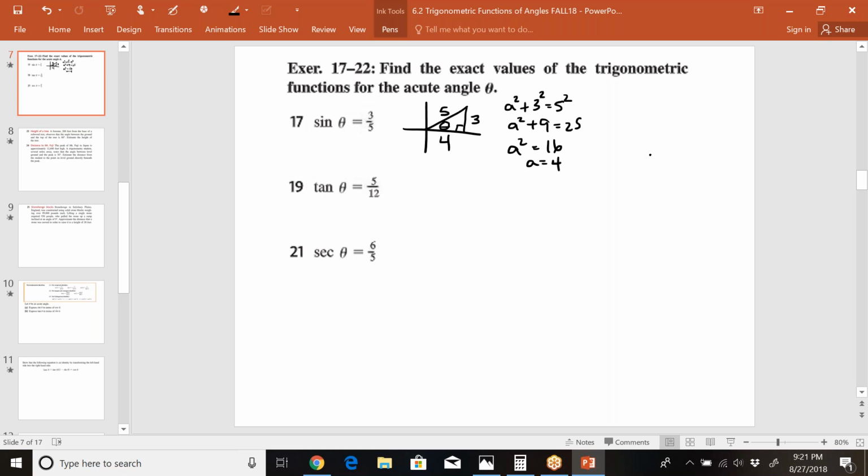So now that you have all three of your sides, you can write your trig ratios. Sine of theta we already knew was 3/5, which means you also already know cosecant, which is the reciprocal of that, so 5/3. Cosine of theta is adjacent over hypotenuse, so that's going to be 4/5, which means secant of theta is going to be 5/4. Tangent of theta is opposite over adjacent, so that's 3/4. And cotangent of theta would be 4/3.